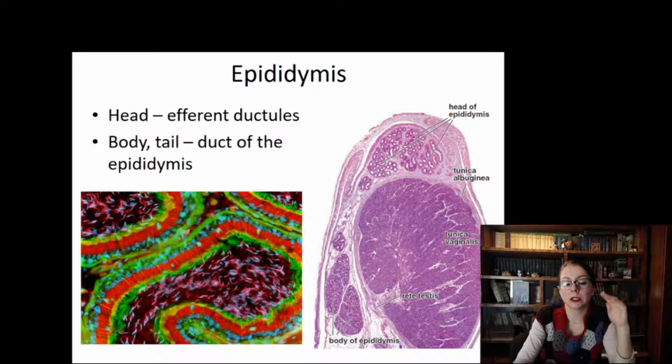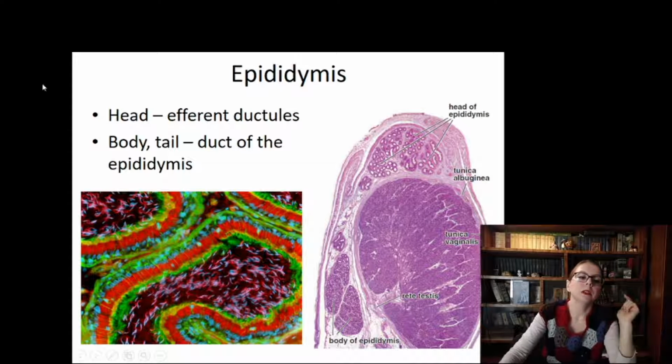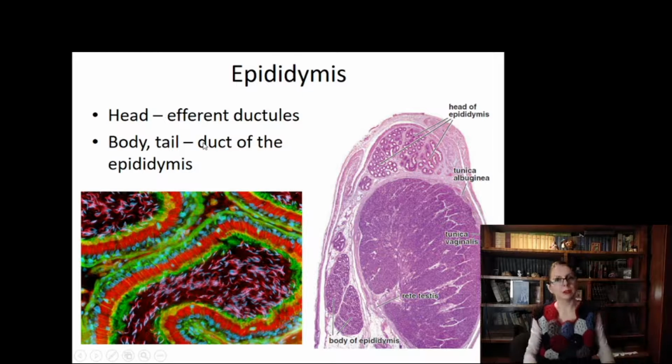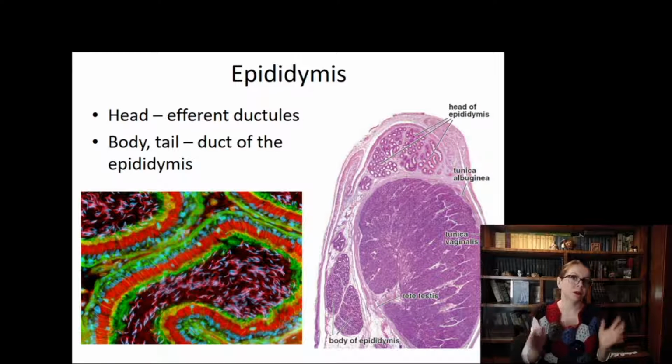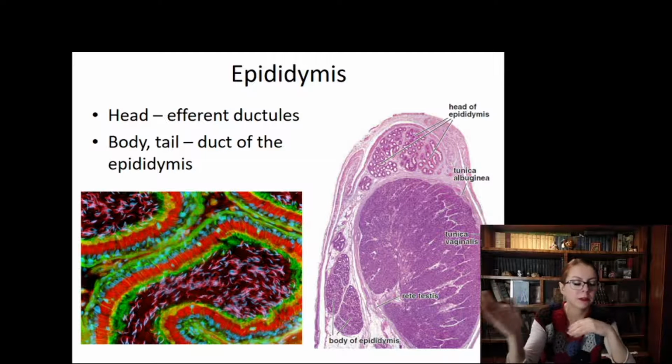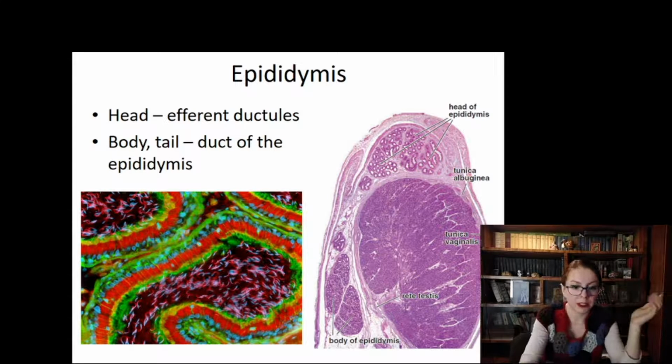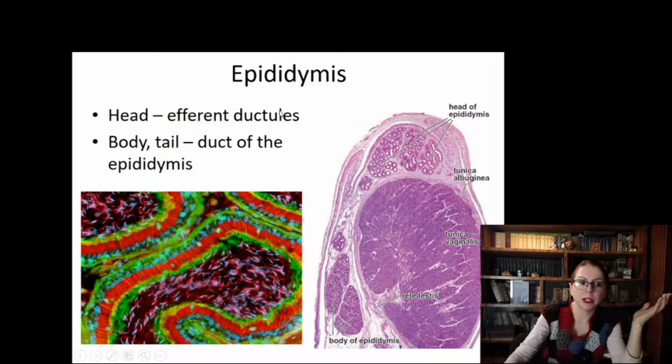So the epididymis is represented by the head, body, and tail. In the head, there are efferent ductules. Here the head of the epididymis is. While the body and tail are represented by the ductus epididymis, so it should not be confused. The ductus epididymis is present only in the body and the tail, and the structure of the head differs significantly. So let's investigate it. What's the difference between the efferent ductules and the ductus epididymis?